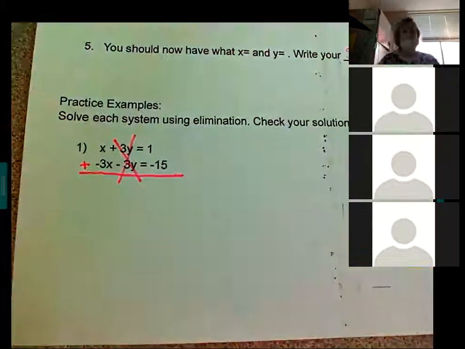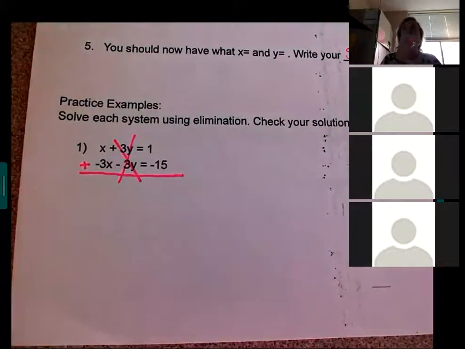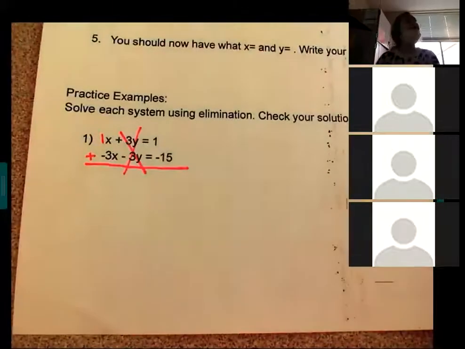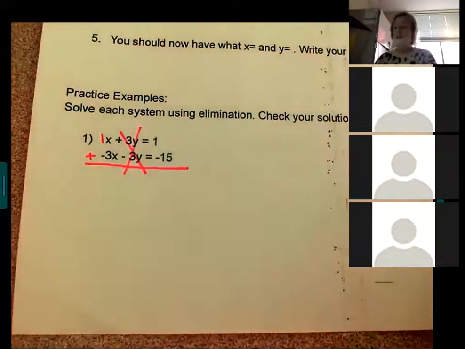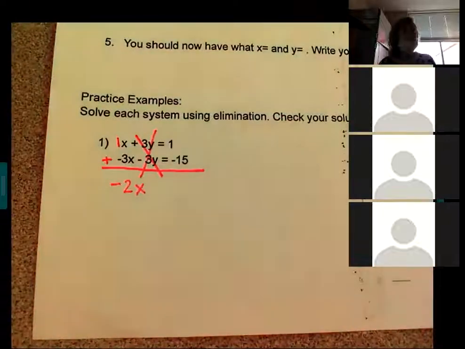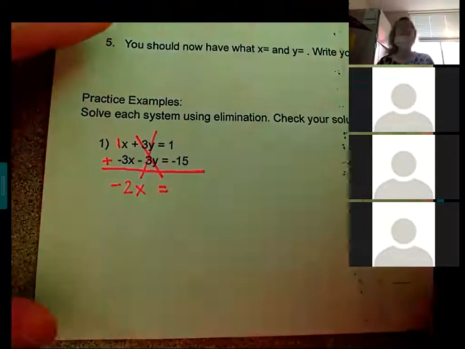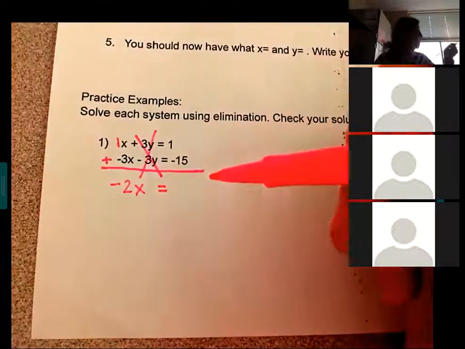All right, Curtis, you about to be excited. Cancel your y's. Oh, no. We're not multiplying, we're adding. So everybody look. Do y'all agree this is 1x plus negative 3x? What is 1 plus negative 3? Negative 2x equals, now y'all, what's 1 plus negative 15?